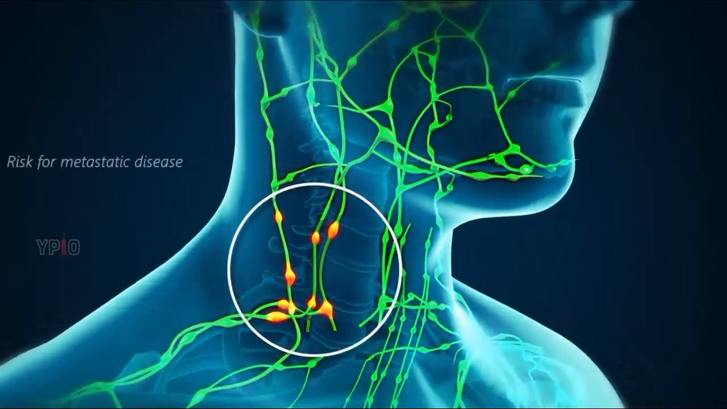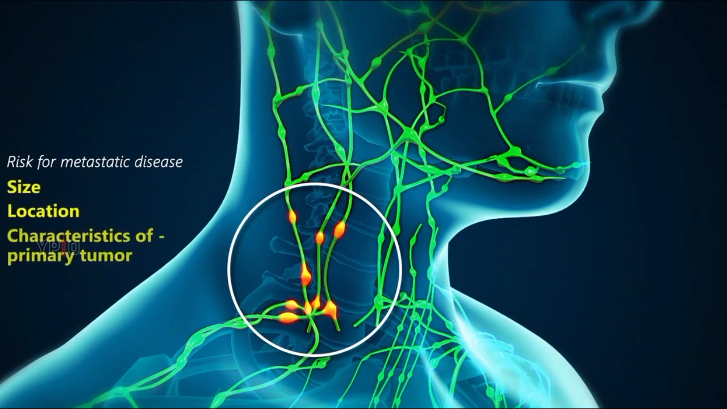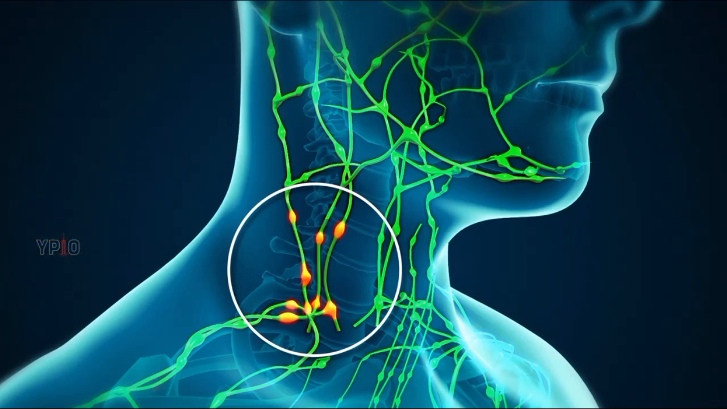Lymph node groups at risk for metastatic disease can usually be predicted by the size, location, and other characteristics of the primary tumor. If there is a high likelihood of metastasis to a particular lymph node group, your doctor will recommend removing that group to eliminate the cancer.